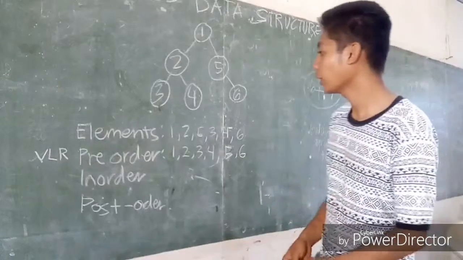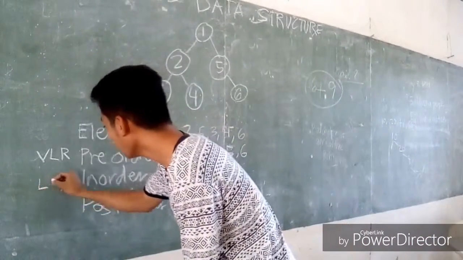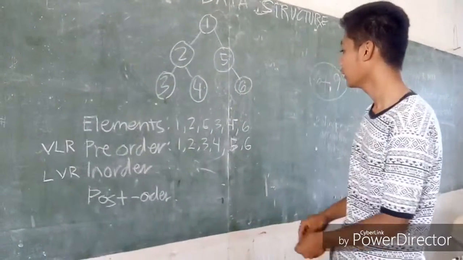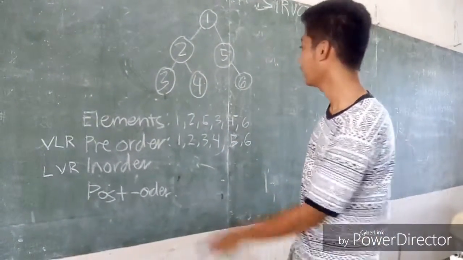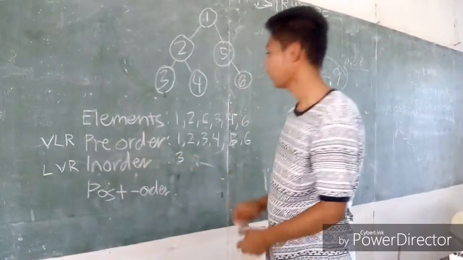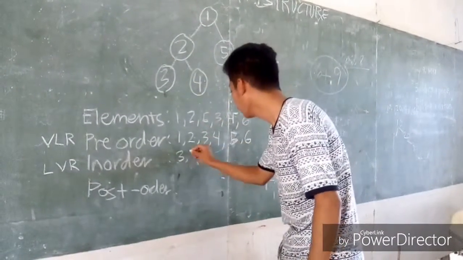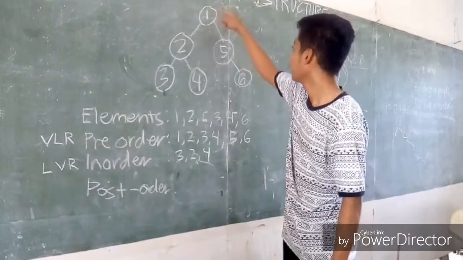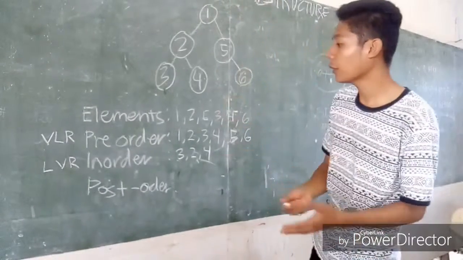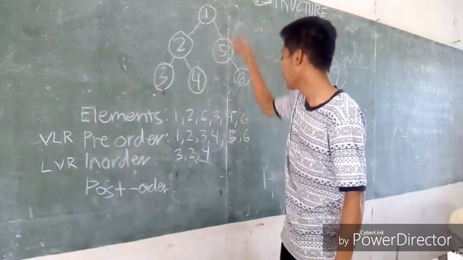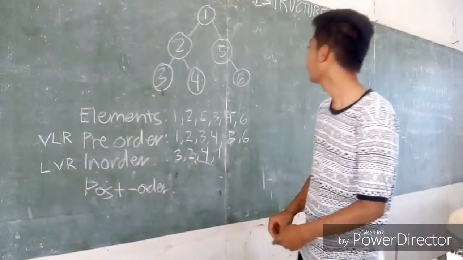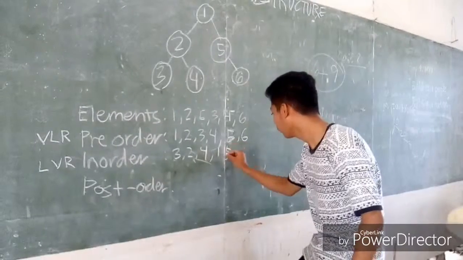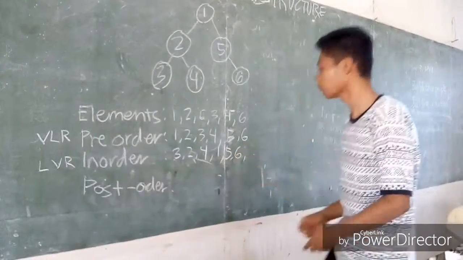So in order, left, parent, right. To get that, first the left 3, and then the parent 2, and then right 4. Then since we don't have any left, we get the parent 1 and parent of 6, 5, and 6.